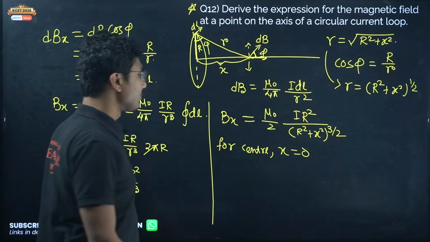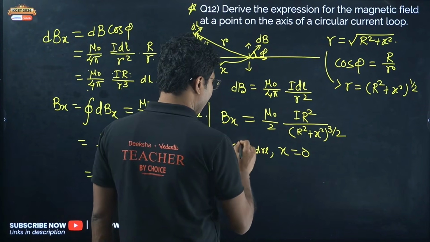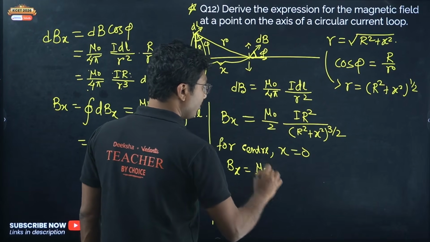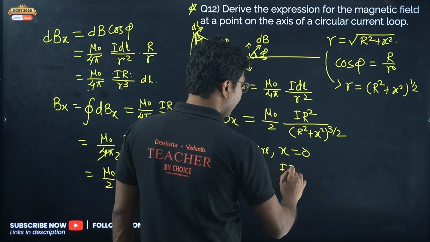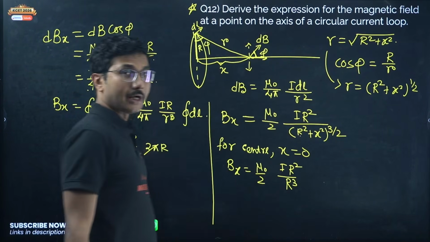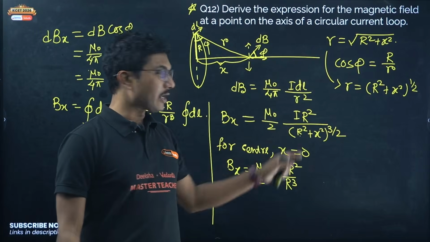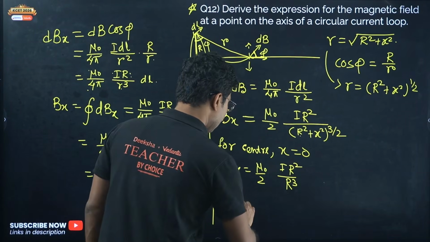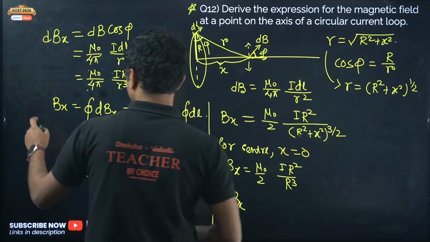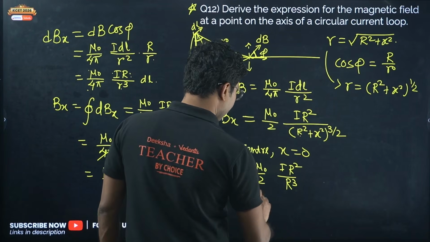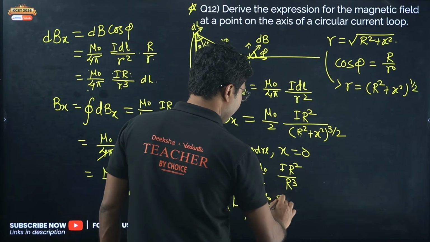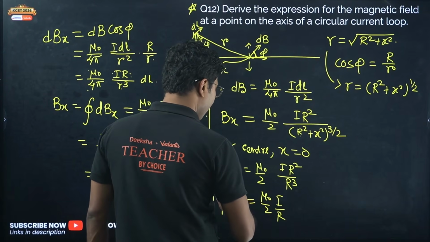So if you put x equals 0, then you can get the magnetic field at the center, which is given by Bx = μ0/2 · I r² divided by r³. So r² to the power of 3/2, the 2 cancels and you get r³. Now you can simplify this, Bx, the x component at the center, is actually given by μ0/2 · I/r. So this is the formula for center.